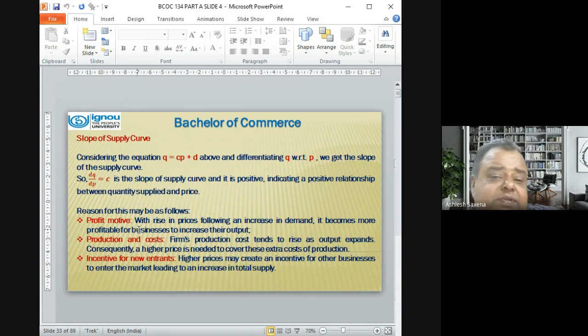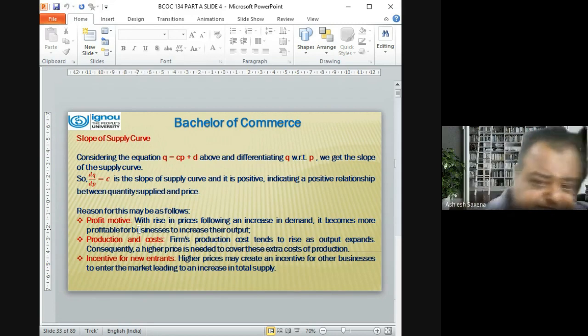Now, study the slope of supply curve. Suppose we consider an equation Q is equal to CP plus D. Here we will be differentiating Q with respect to P. So dQ upon dP will be equal to C. Here you see that it is having a positive sign, which indicates a positive relationship between quantity supplied and price.